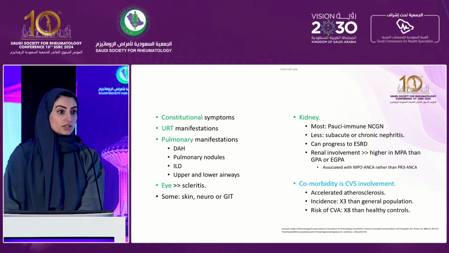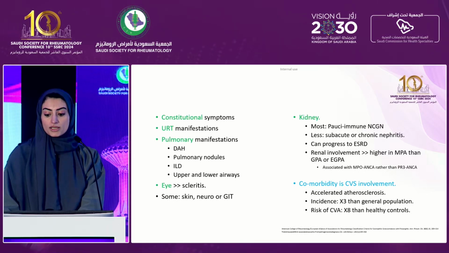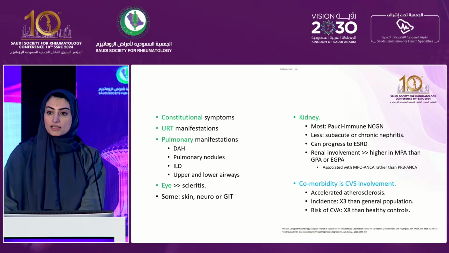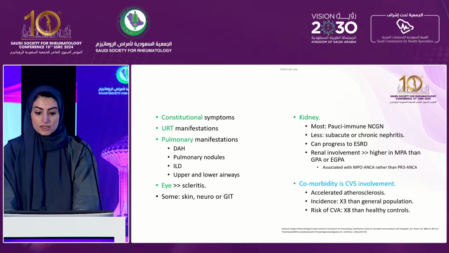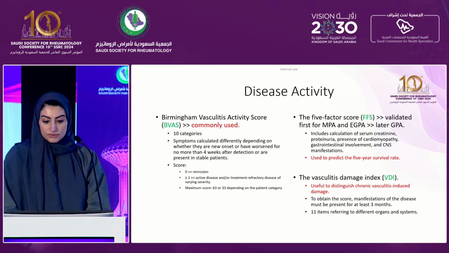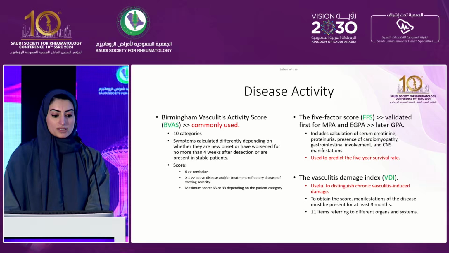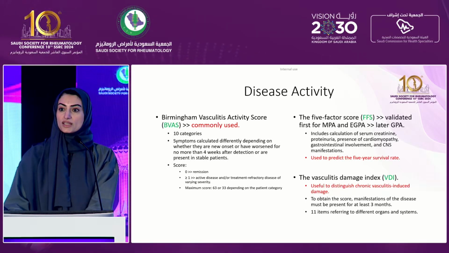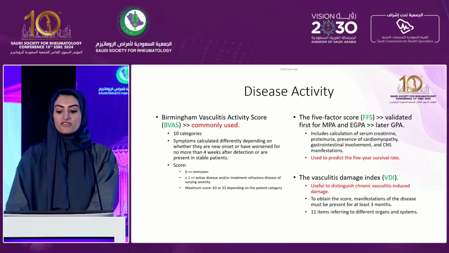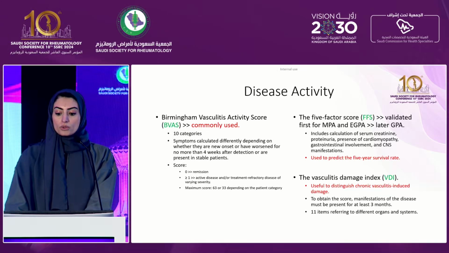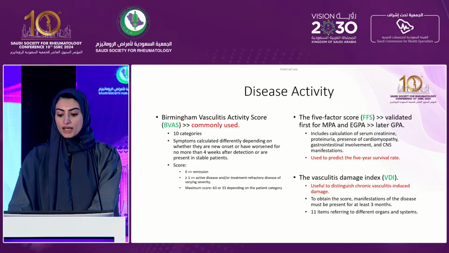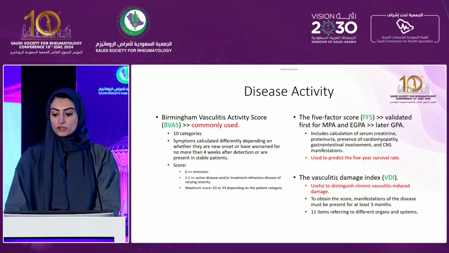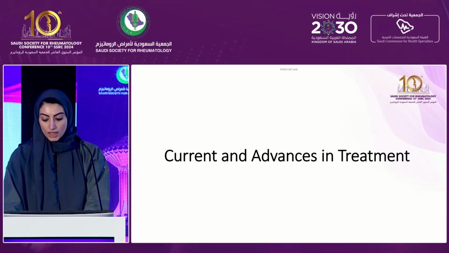Aside from infection, the most common comorbid condition is cardiovascular system involvement, which is an evolving entity that is caused by acceleration of atherosclerosis. The disease activity can be measured by three main scoring systems. The first is the Birmingham Vasculitis Activity Score, which is the most commonly used, even in studies. The second is the Five-Factor Score, FFS, which is used to predict the 5-year survival. And the third, the Vasculitis Damage Index, or the VDI, which is useful to distinguish chronic vasculitis-induced damage.